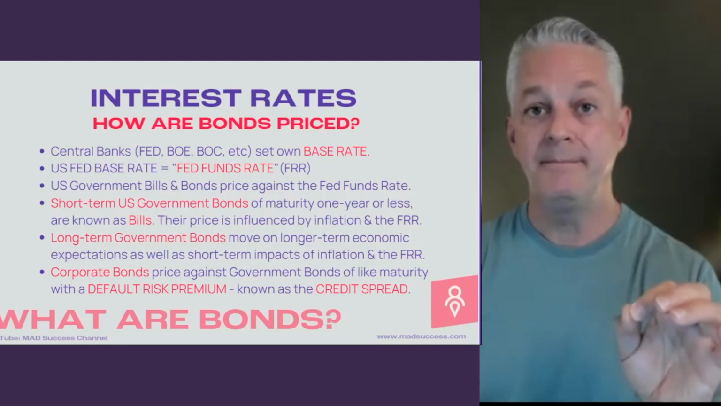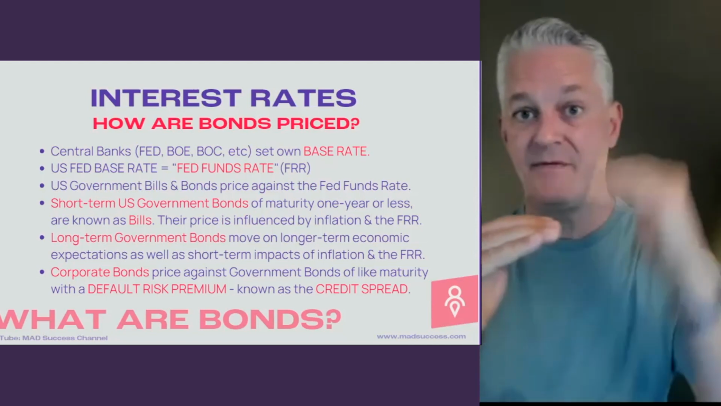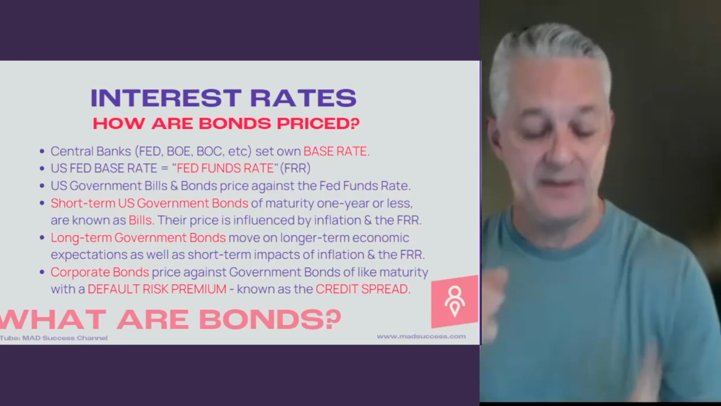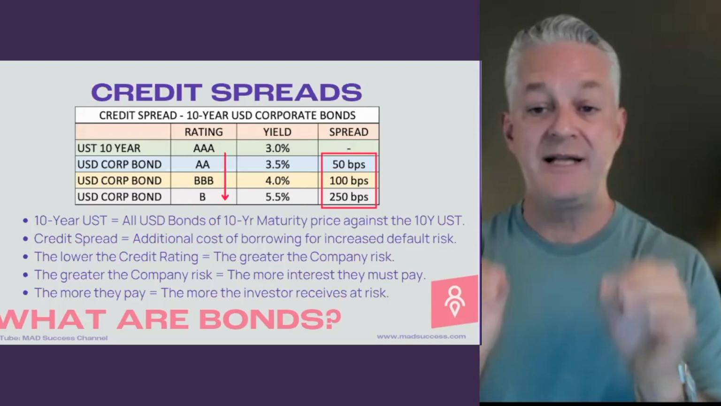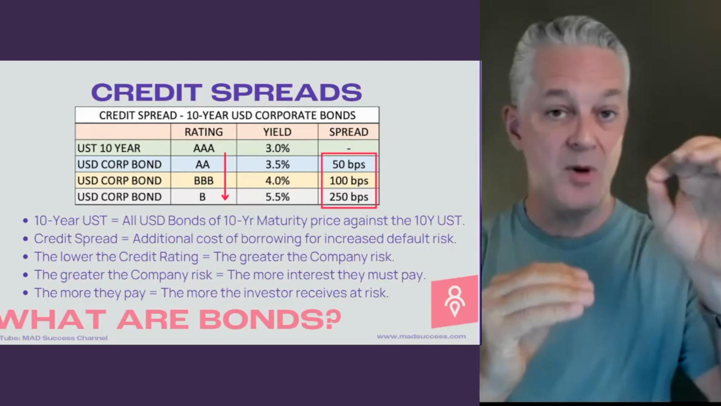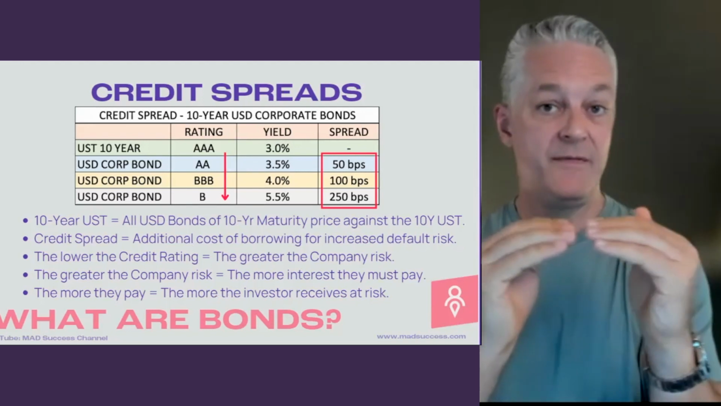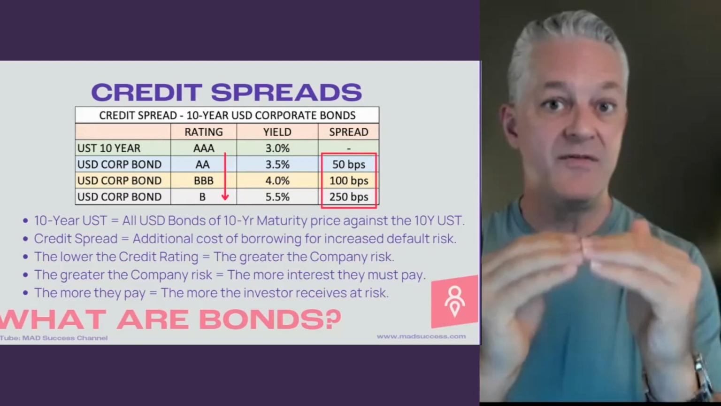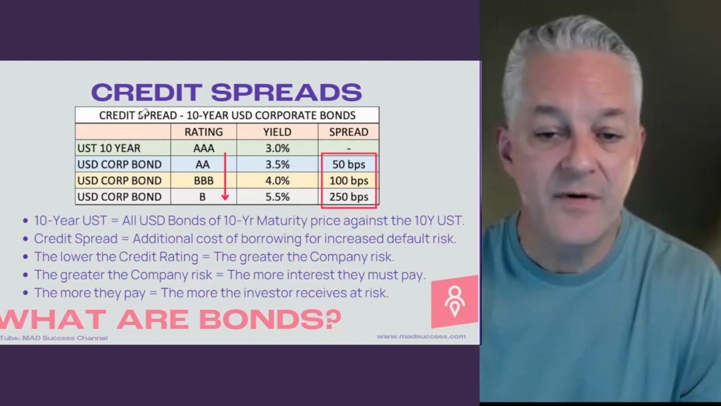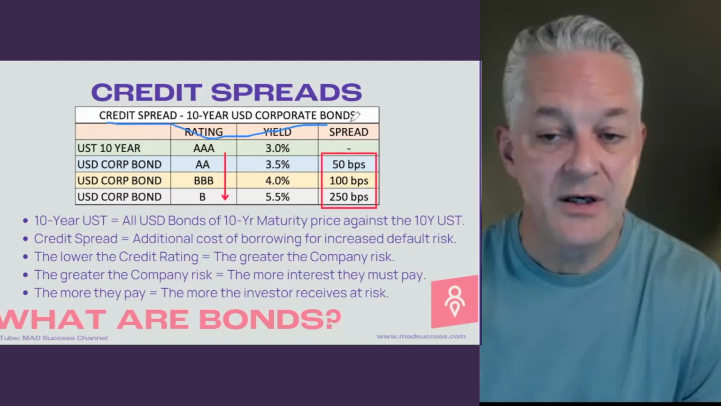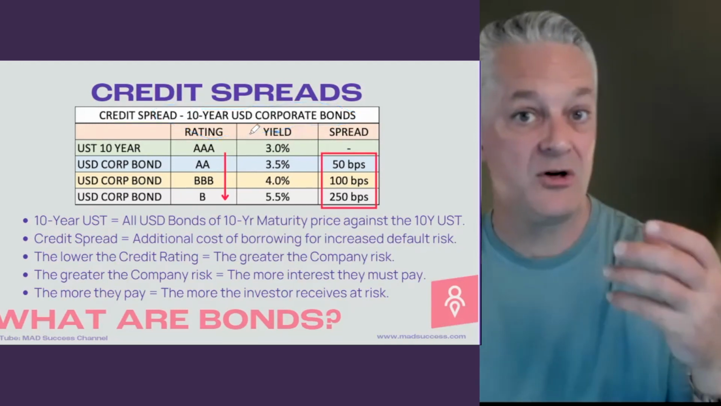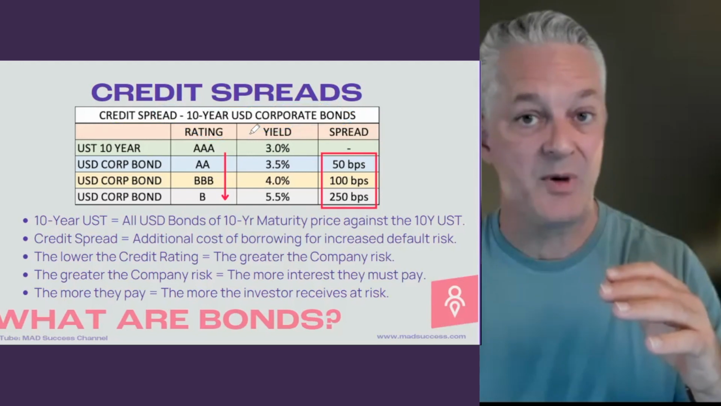But the premium that a corporate pays above the government bond is called a credit spread. So let's talk about that. Credit spreads are the risk premium that the corporate has to pay above the government bond. So here we have 10-year corporate bonds, and we're talking about yields. Now these are not current. This is just for example purposes, okay?